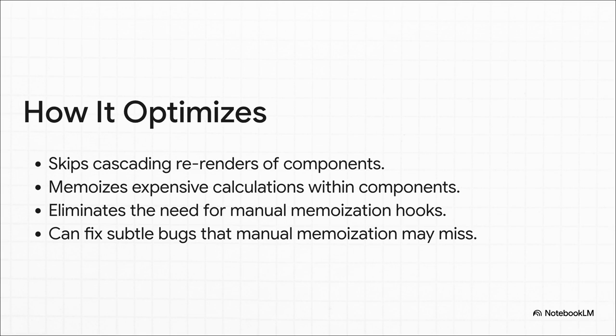So how does it actually make your app faster? Well, its main job is to prevent unnecessary re-renders. You know how when a parent's state changes, sometimes a whole bunch of children re-render for no reason? The compiler is smart enough to see that and just skips them. It also automatically wraps expensive calculations in memoization for you. The bottom line is you get to delete a ton of manual hooks, and get this, it can even fix subtle bugs that your own manual memoization might have missed.